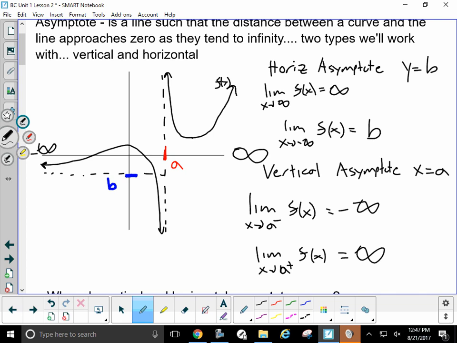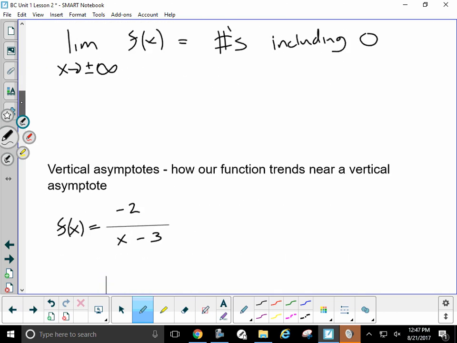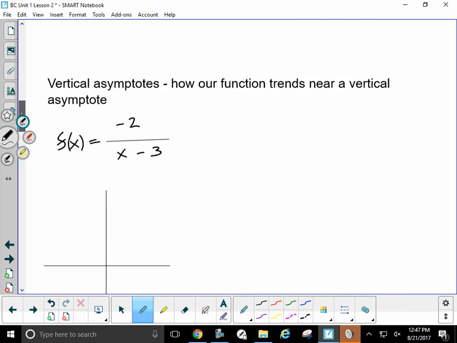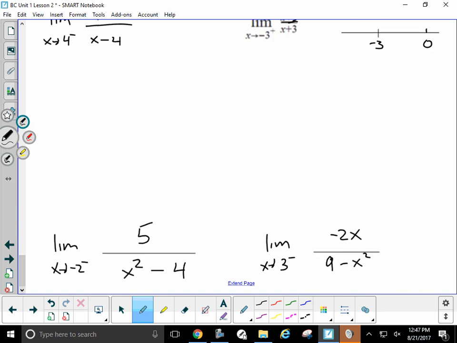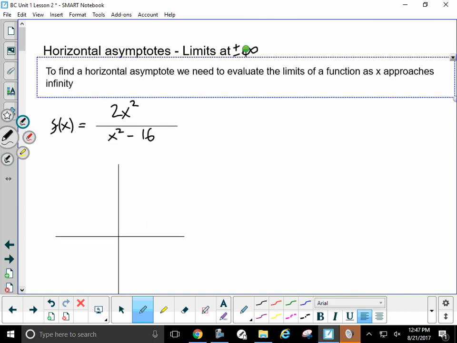In terms of this class, we will be dealing with more horizontal asymptotes in their locations and vertical asymptotes. So we're actually going to start the lesson with horizontal asymptotes. So you're going to skip, and we'll come back to that. And we'll go to horizontal asymptotes.